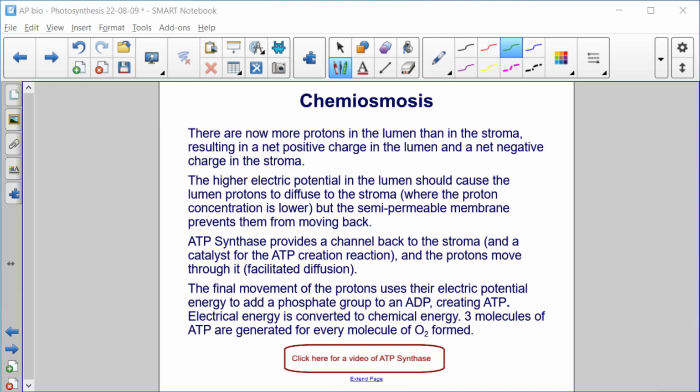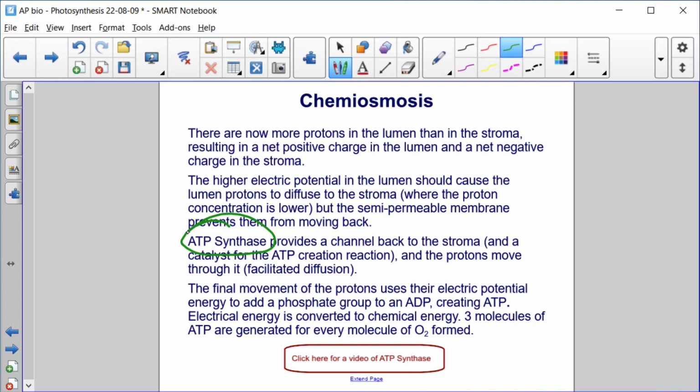Instead, we need a channel protein, and so that's provided by ATP synthase, this enzyme. It provides a channel back to the stroma. It provides a pathway for those protons to move outside and a catalyst for the ATP creation reaction. So protons move through ATP synthase via facilitated diffusion. The final movement of the protons uses their electric potential.